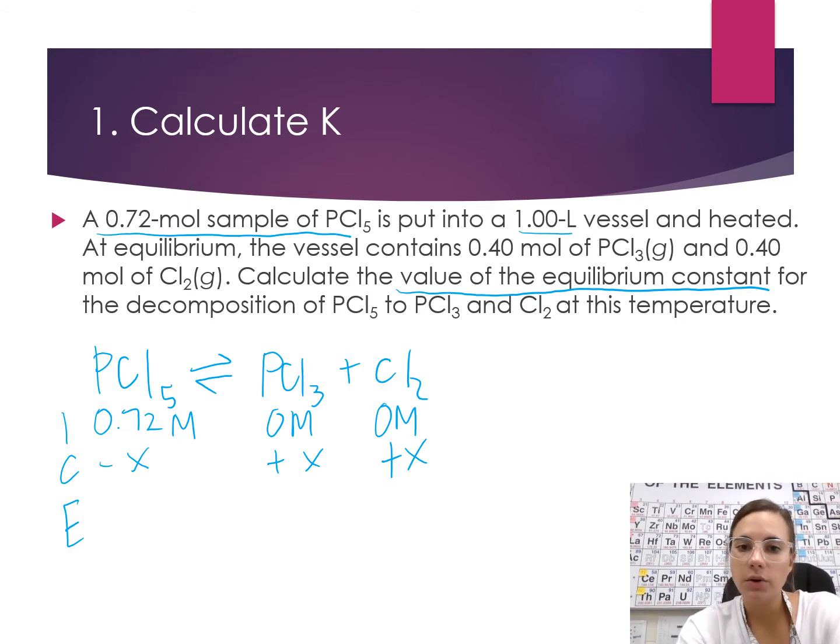I'm also told then that at equilibrium, I have 0.4 moles PCl3 and 0.4 moles of Cl2. I don't know how much I have of PCl5, but I do know that I have 0.4 molar and 0.4 molar. So now I can set up my K expression.